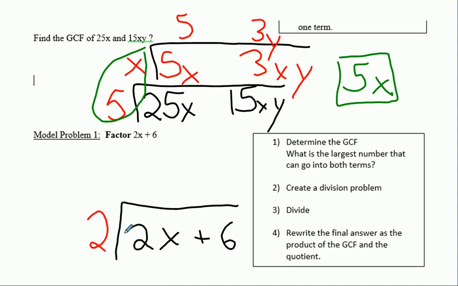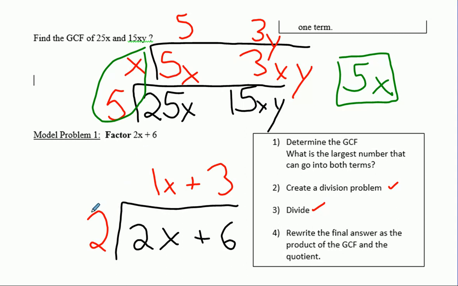So what numbers go into 2 and 6? That would be 2. When I divide, 2 divided by 2, I get 1x. And 6 divided by 2, I get 3. What's different about this is the plus sign is actually going to move up into my expression as well. I know for sure that nothing is left to divide between 1x and 3. So I created my division problem, I divided, and now I'm rewriting my final answer. This is a little different.